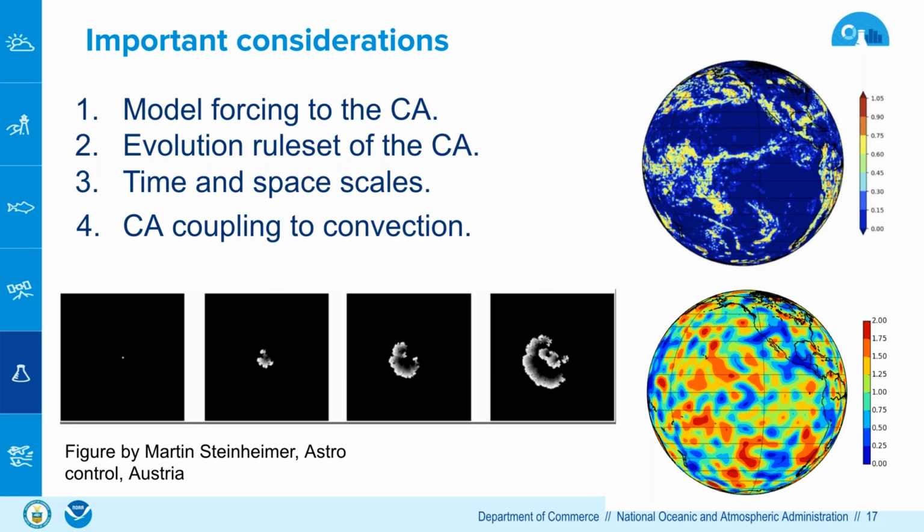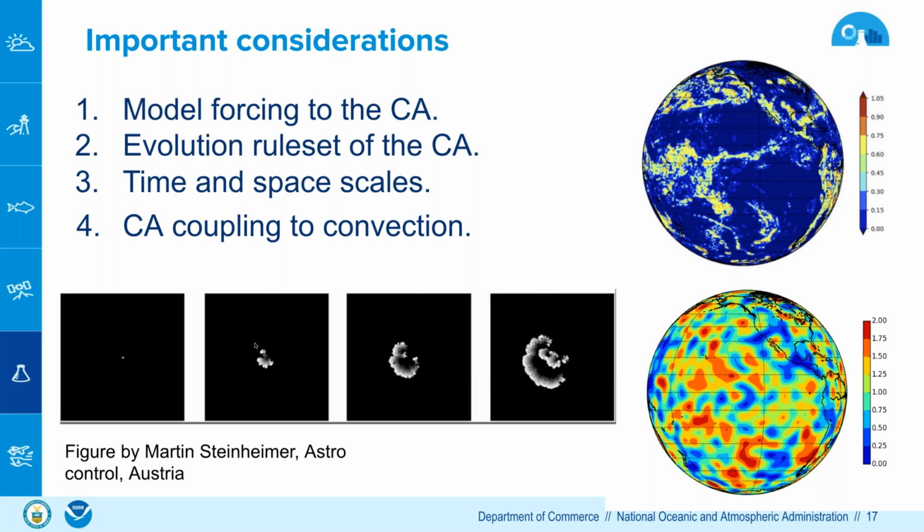You can have a deterministic rule set or a probabilistic rule set. Here's an example from our paper in 2013. This figure was made by Martin Steinheimer, where we used a probabilistic rule set following the direction of the wind to evolve the cellular automata in time.